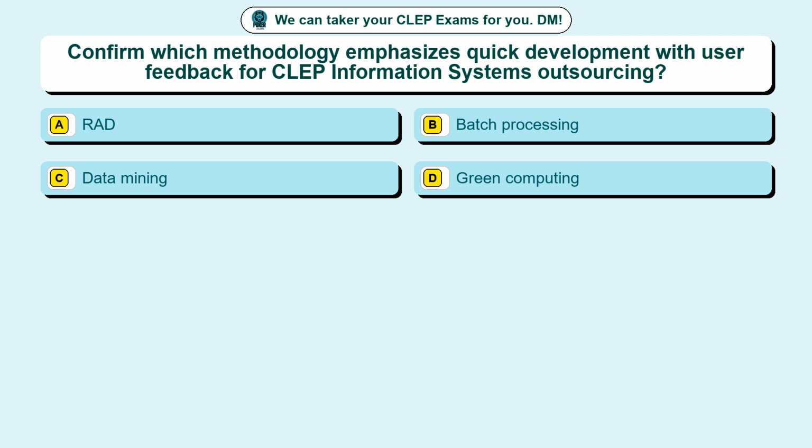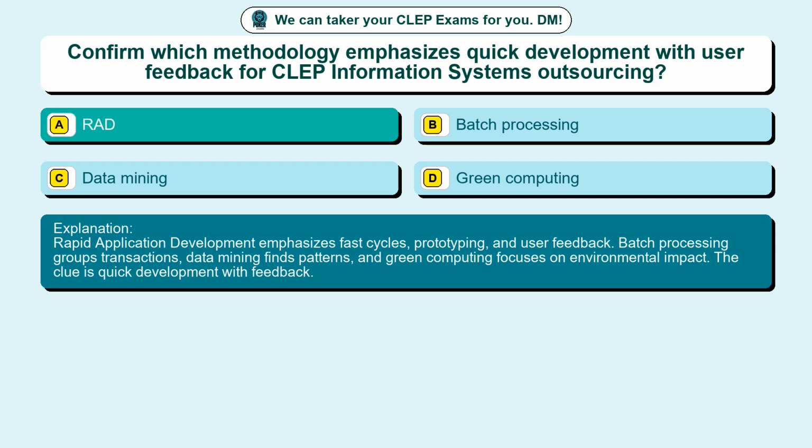Question 69. Confirm which methodology emphasizes quick development with user feedback for CLEP Information Systems outsourcing? Option A, RAD. Option B, batch processing. Option C, data mining. Option D, green computing. The correct answer is option A, RAD.